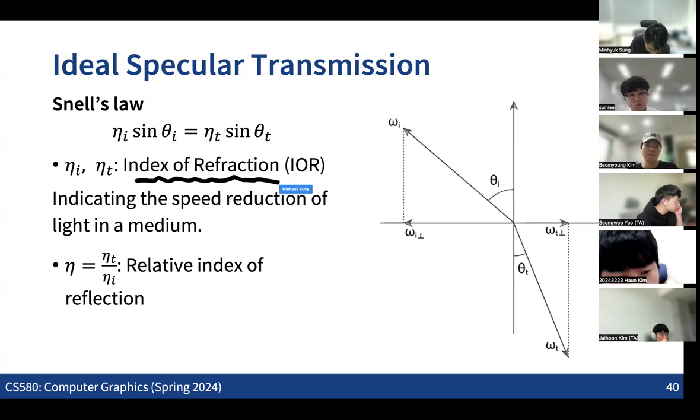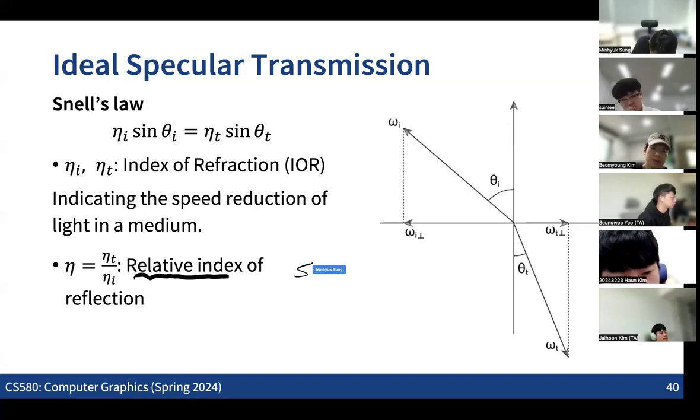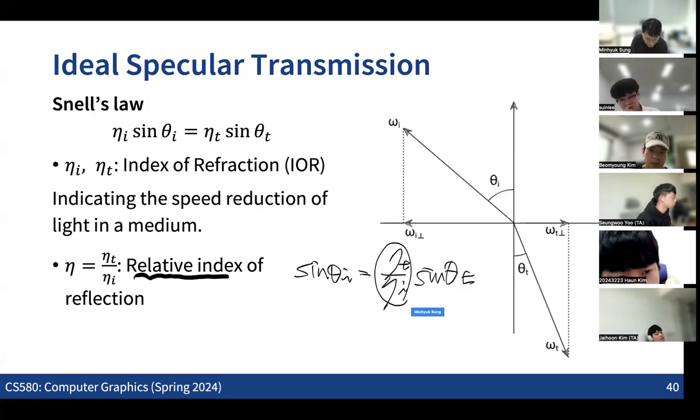When you have two media, each may have a different index of refraction, which indicates the speed reduction of the light in each medium. What we need to care about is only the relative index of refraction. So when you have sine theta i, we need to think about sine theta t. Depending on the ratio of the indices of refraction of the two media, we will see how much the light is bent.